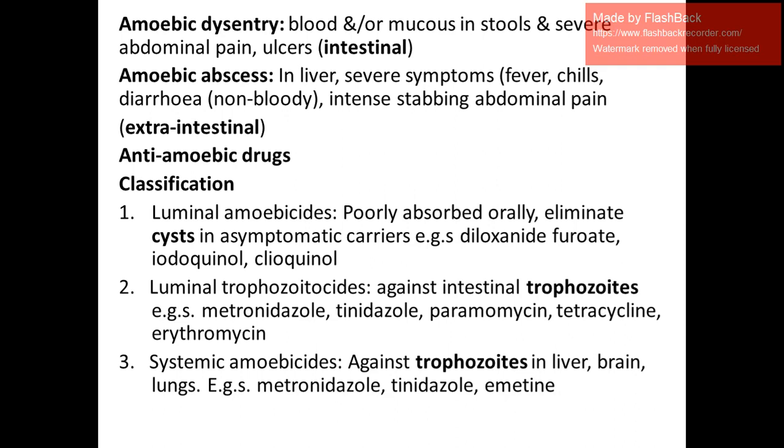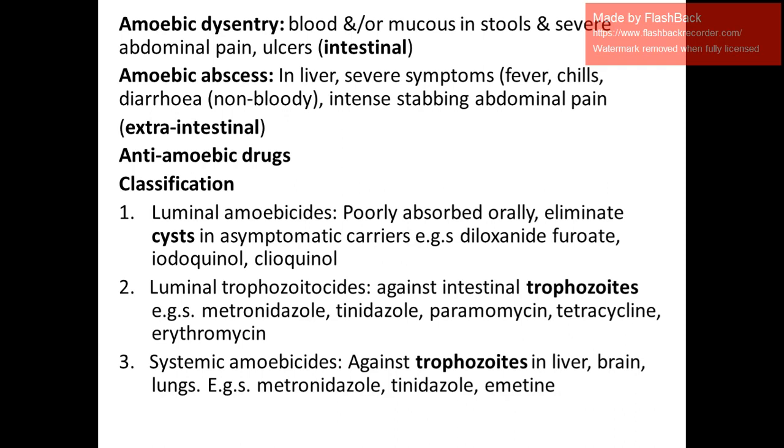So what is abscess? In liver, it occurs severely in liver. जेव्हा abscess म्हणतो, it usually occurs in liver. Not exceptionally, पण usually liverच्या related abscesses असतात. The severe symptoms like fever, chills, diarrhea, non-bloody, but still diarrhea is there, meaning loose motions and all. Then intense stabbing pain in abdomen, that is all related to the amoebiasis. And amoebic abscess means the formation of pus and pus cells and the severe infection of amoeba in liver.